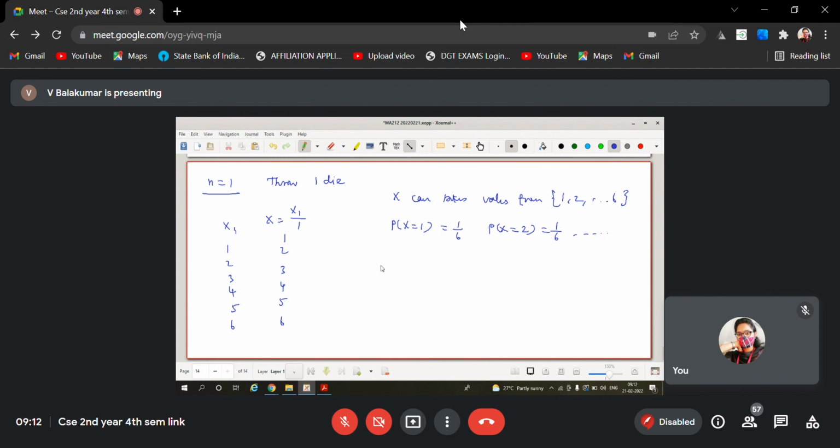So if you want to draw the picture, you will draw X equal to 1, 2, 3, 4, 5, 6. Each of them has 1 upon 6 as the probability. Same level. And X equal to 6 also has 1 by 6.